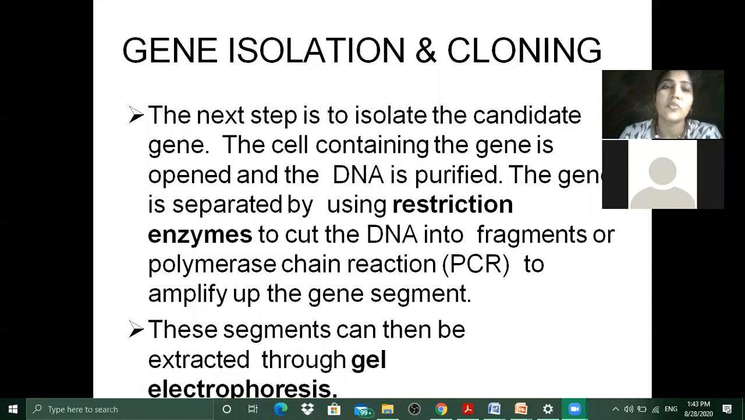You can use gel electrophoresis to extract these segments. This gel electrophoresis, technically everyone knows, so once we separate the segment with the help of gel electrophoresis, you can cut it with the scissors, that particular gene of interest that you are willing to get, and then you can isolate the DNA through that gel. That process can also be done.